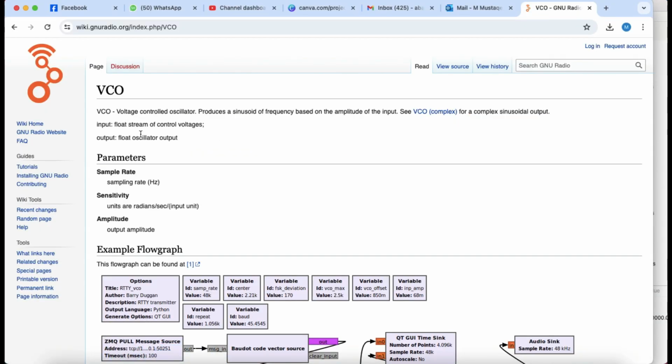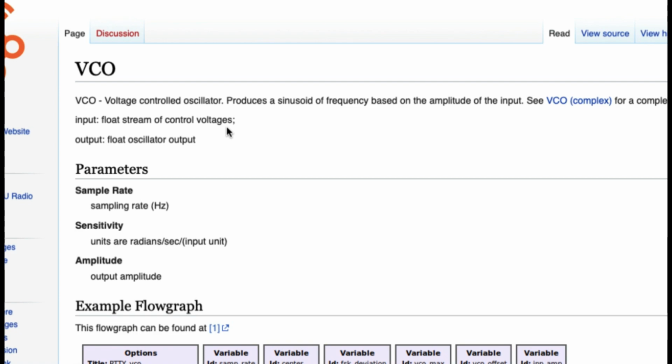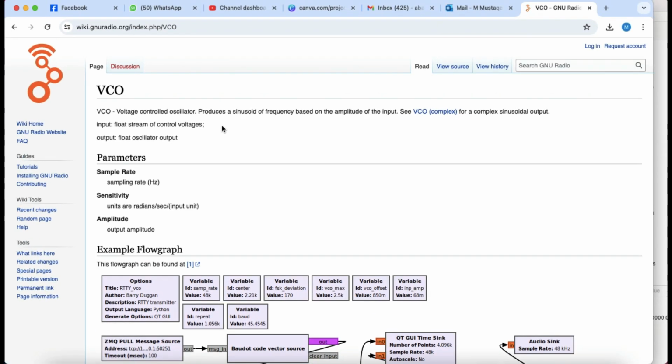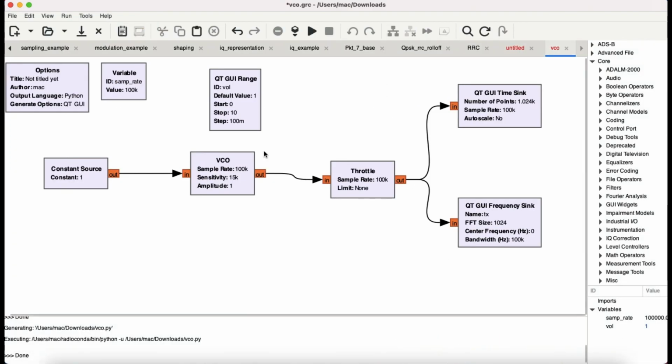This is how it's implemented in GnuRadio. So what it will do is, at the input, whatever voltage you give, based on that voltage, it will generate a frequency for me. So based on whatever the voltage is, it's going to generate a frequency. That's the basic idea. So it will produce a sinusoidal wave based on the input. In reality, when you're using VCO in GnuRadio, you're given some type of DC voltage.